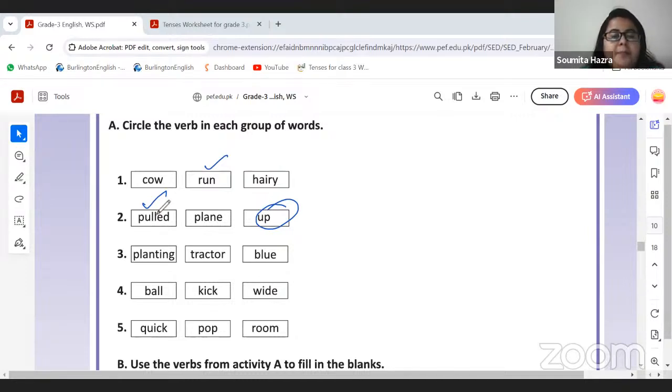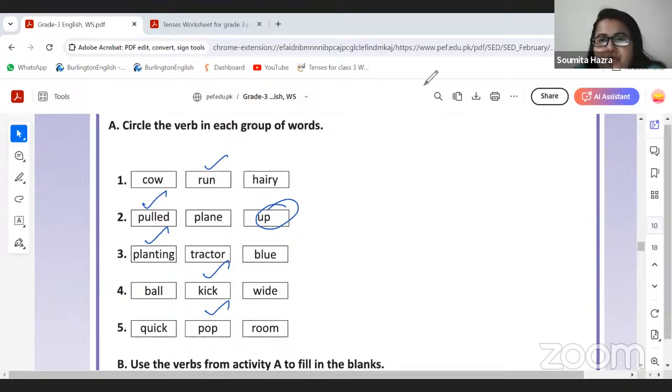Okay, coming to the next one. Planting, tractor, blue. 15 seconds already passed. You are supposed to complete this within 30 seconds. Number 3. Planting. Very good. Next. Number 4. Ball, kick, wide. Kick. Ishita Das. Kick. Very good. Number 5. Quick, pop, room. Pop. Okay. So these are the verbs, right?